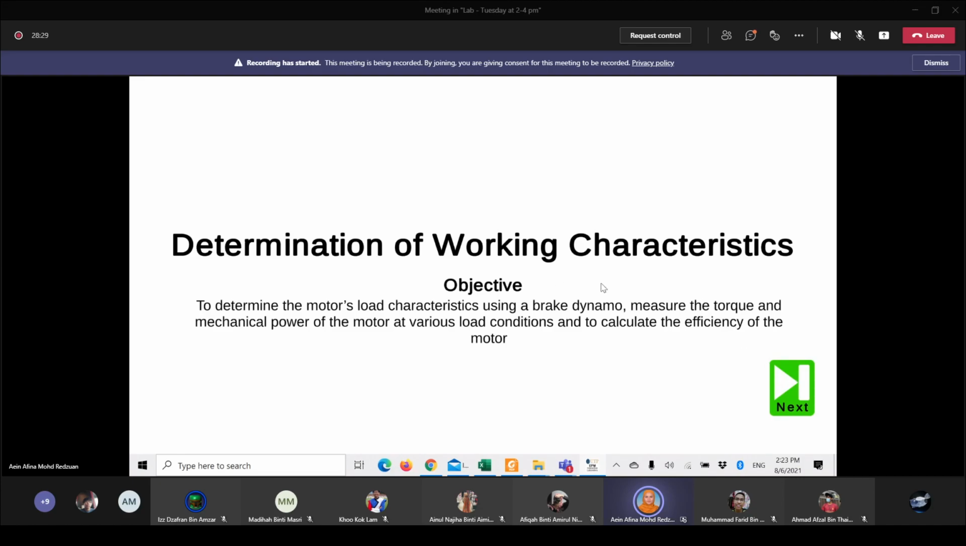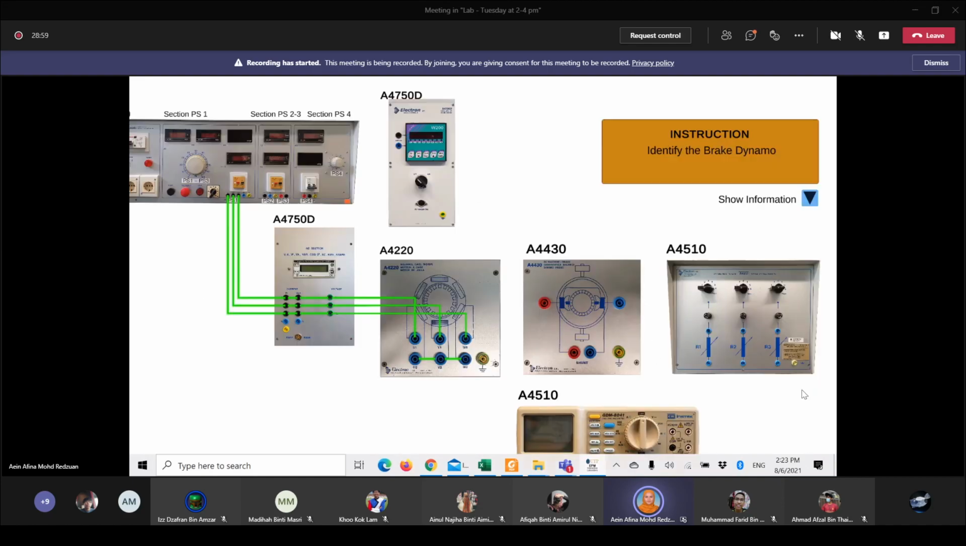And the third experiment is the determination of working characteristic. What we are going to do here is determine the motor load characteristic using a brake dynamo. We are going to measure the torque and the mechanical power of the motor at various load conditions and calculate the efficiency of the motor. You will understand better when we do the simulation.